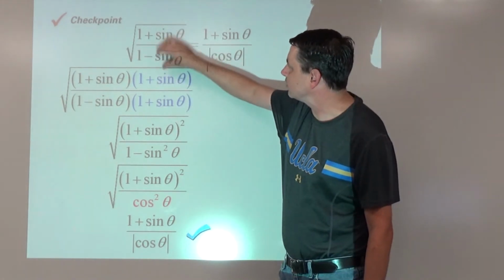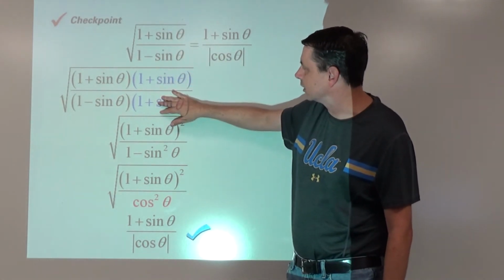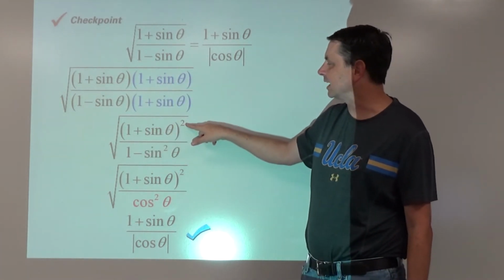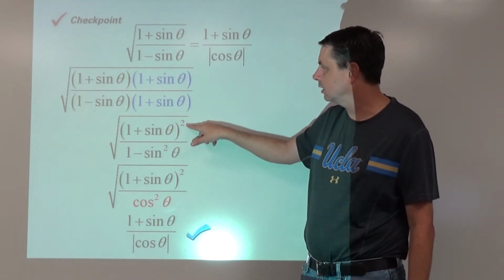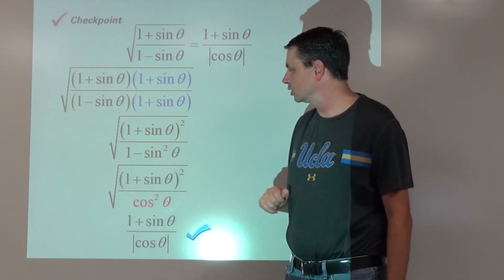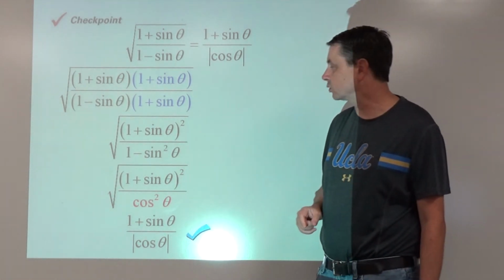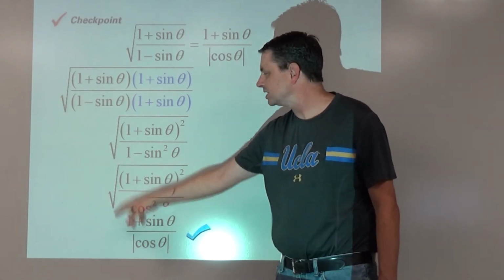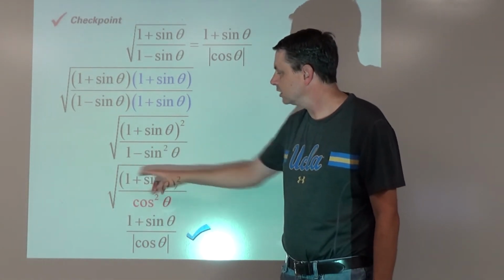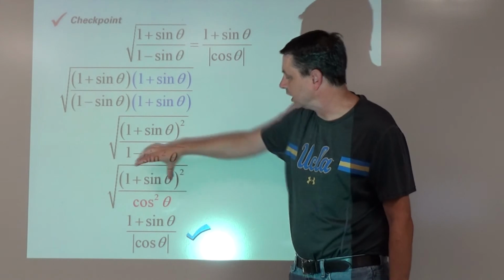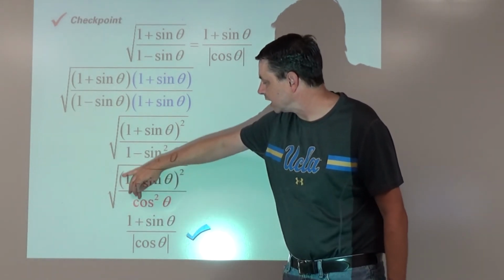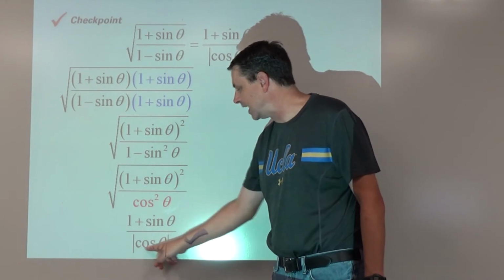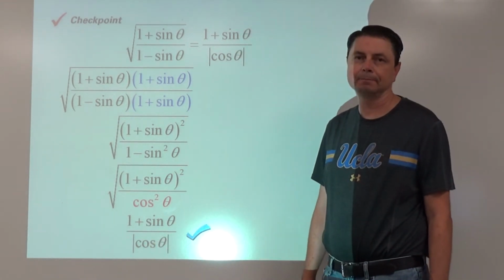So if we multiply top and bottom by the conjugate of the denominator, we get 1 plus sine theta times itself, which makes 1 plus sine theta squared. On the bottom, we do the multiplication, difference of squares, Pythagorean identity there. Then we're going to take the square root, and the square root and the squaring undo each other here. And on the bottom, the square root of cosine squared theta is the absolute value of cosine theta.